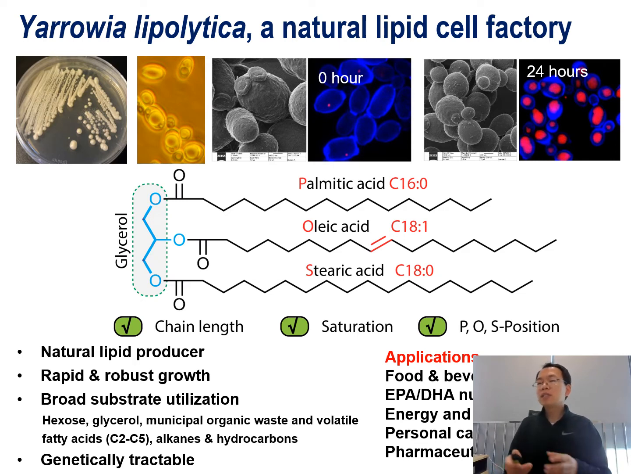For application, this is a GRAS organism approved by the FDA, and can be used in the food and beverage industry. It has been engineered by DuPont and DSM to manufacture polyunsaturated fatty acids such as EPA and DHA as infant formula supplements. Of course, it can also be used for personal care and cosmetics, to make shampoo and some special shea butters in the commodity chemical industry.